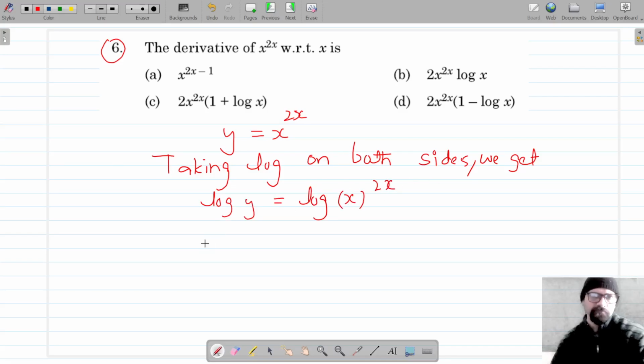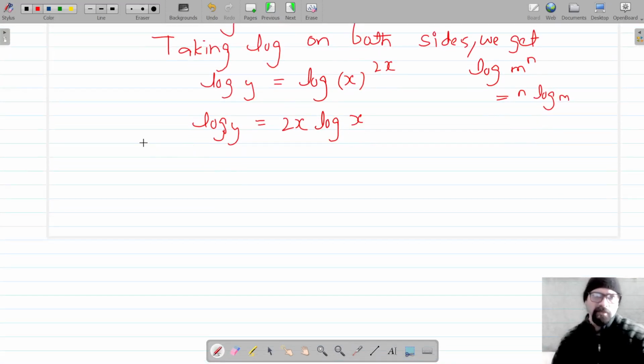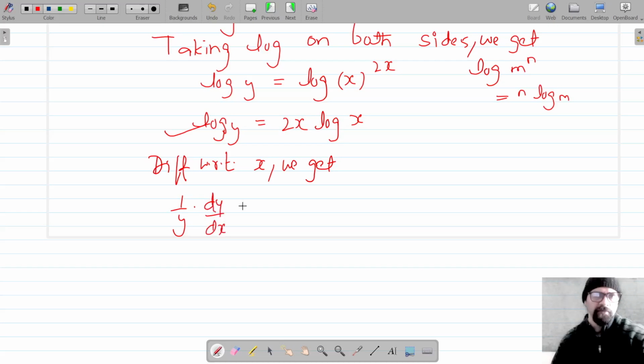Now this is log y, and I can write this using log m raised to the power n, which is equal to n log m. So n is 2x log x. Now let's differentiate this with respect to x. So differentiating with respect to x, the differentiation of log y is 1 by y, and the differentiation of y is dy by dx.